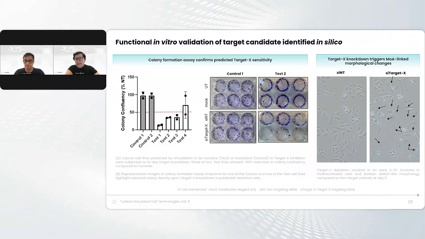On the right side, you can see cell morphology changes, which is important in this context because these morphological changes we expected and we could link to the mechanistic target MOA hypothesis. So you can see here that in a specific sensitive cell line, if you knock down target X with siRNA, you see these cell morphological changes as compared to the siNT treated cells.